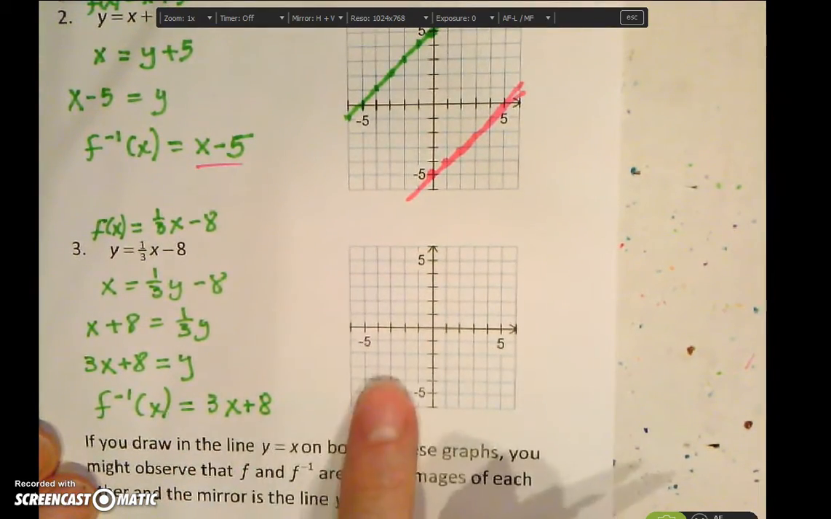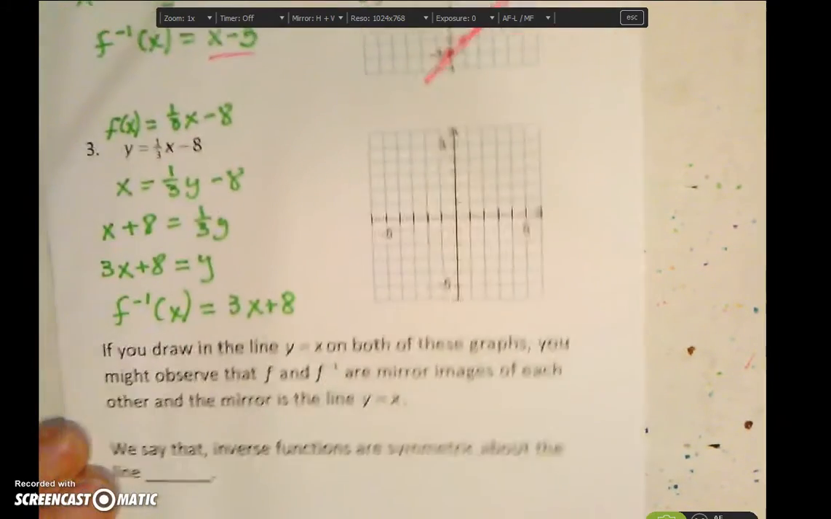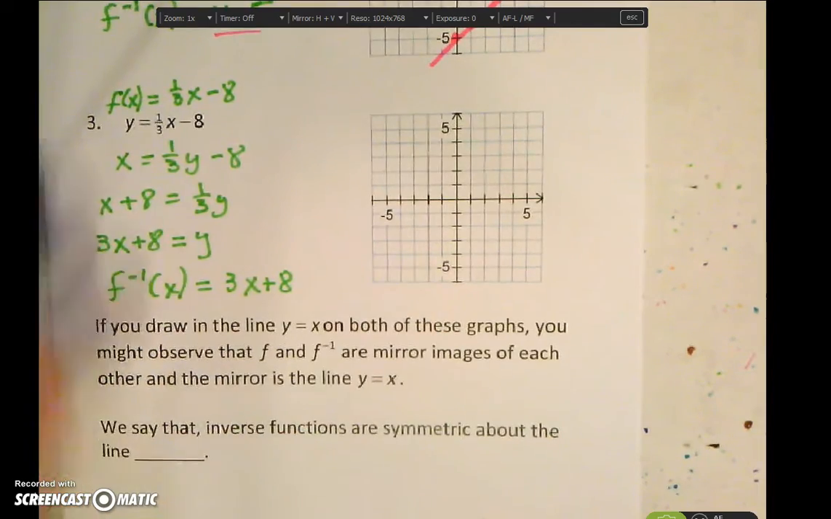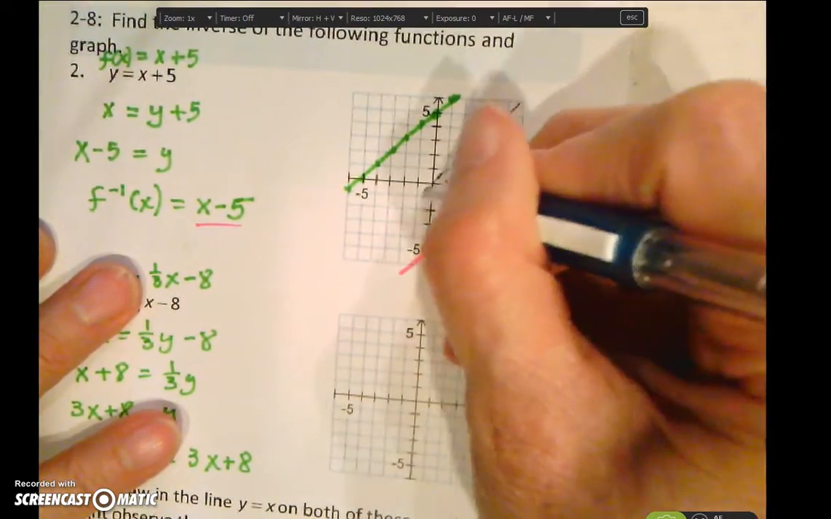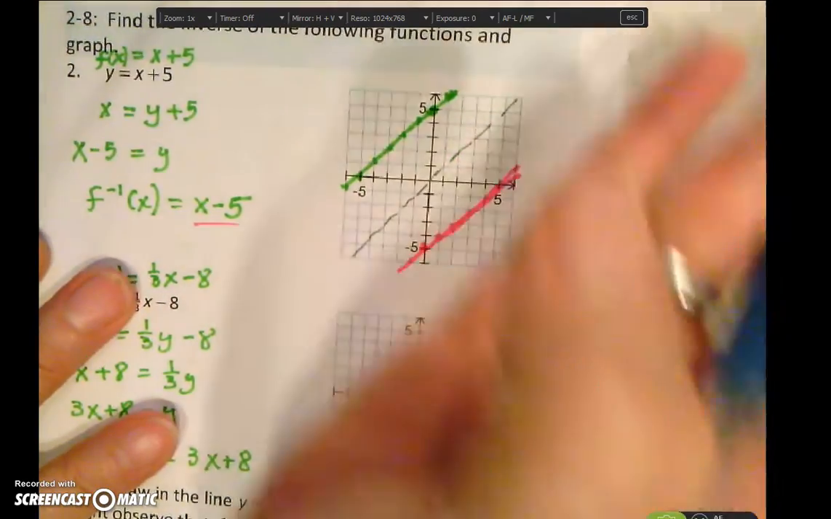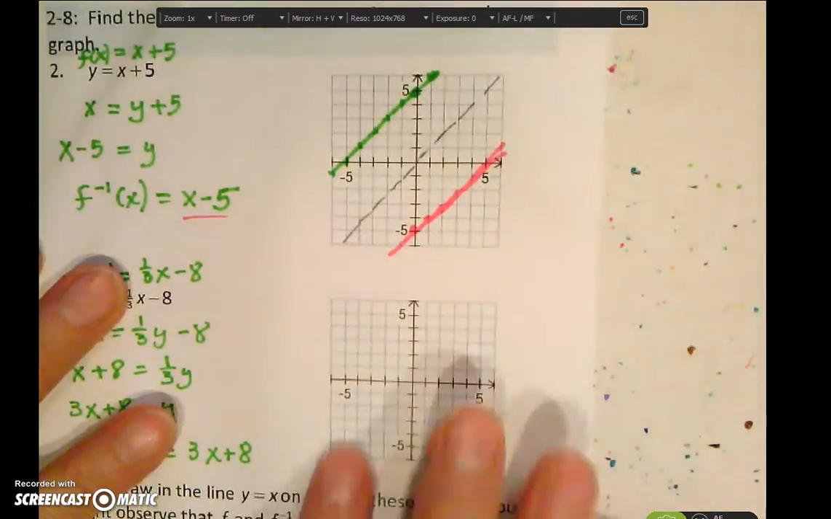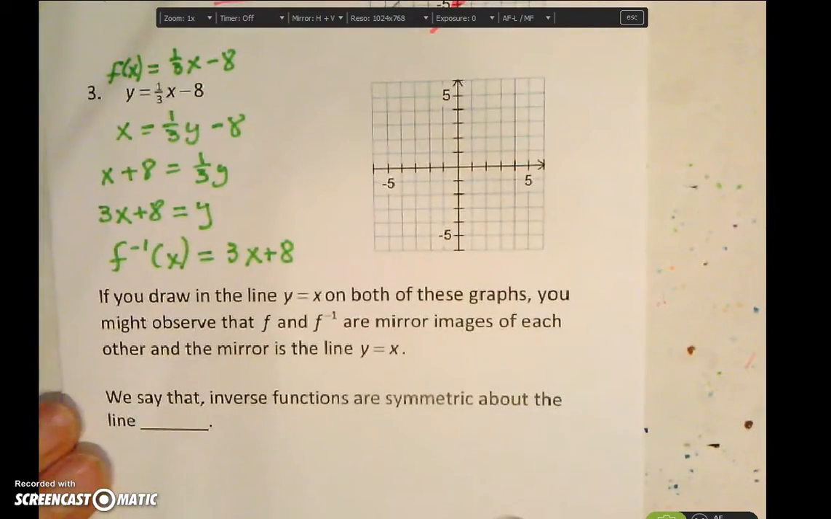Now, I would love to graph that, but both of these graphs go off the chart, so we can't do it. If you draw in the line y equals x on both of these graphs, you might observe that f and f inverse are mirror images of each other, and that the mirror is the line y equals x. The line y equals x is this one here. You can imagine if I flip that over, this goes over to that. The same thing would happen if I could get those both on the graph.